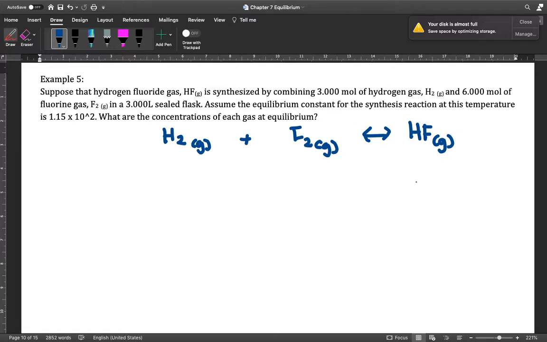I'm told that we have an initial concentration of H2 and F2, and we have no initial concentration of HF. So to find the concentration of H2, I have to take the value of moles and divide it by liters. In this case, I'm going to get 1.000 moles per liter. In the case of F2, I'm taking the moles, 6.000 divided by 3.000, which will give me 2.000 moles per liter. HF, my initial concentration is 0. So that was my I.